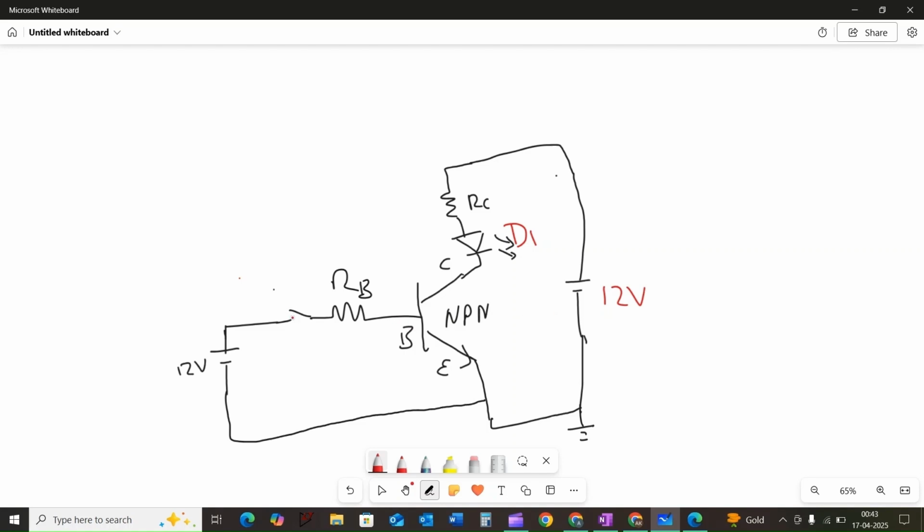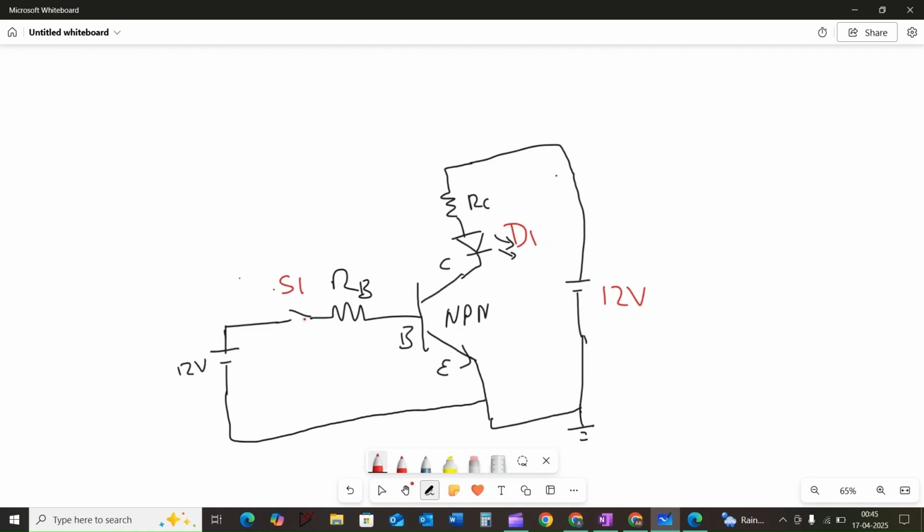When the switch is open, there is no current flowing into the base terminal of the transistor. For the transistor to turn on, we need at least 0.6 volt for a silicon transistor, or it should be greater than that. Since there is no base current, the transistor is in the off condition, and there is no current flow from collector to emitter. So the LED is also in the off condition.